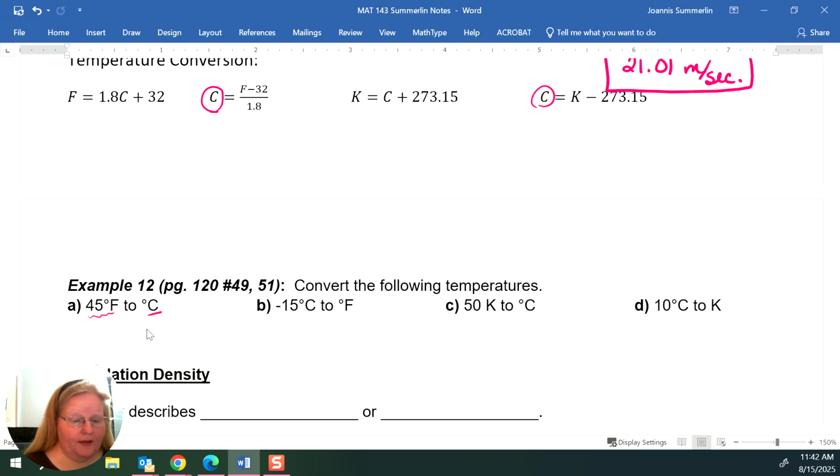So when I go to plug it in, I'm going to do it up here so I have a little more room left for myself. So I'll have the 45 that I put in place of my F. So I'd say 45 minus 32 divided by 1.8 is equal to my C, and I just plug that into my calculator, and I'm going to get 7.2 degrees Celsius. Just that simple. The next one says negative 15 degrees Celsius to Fahrenheit.